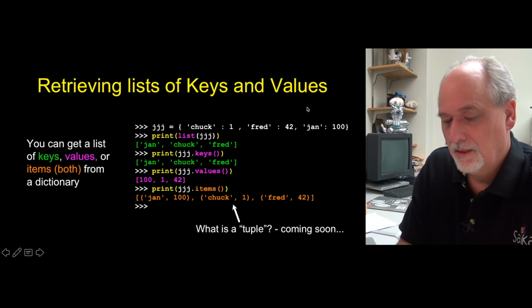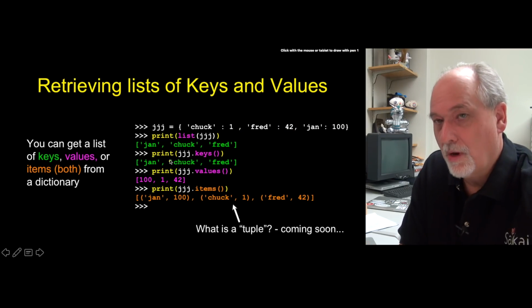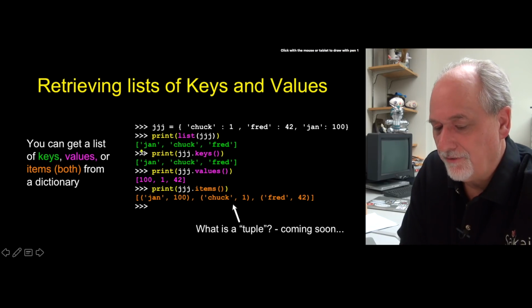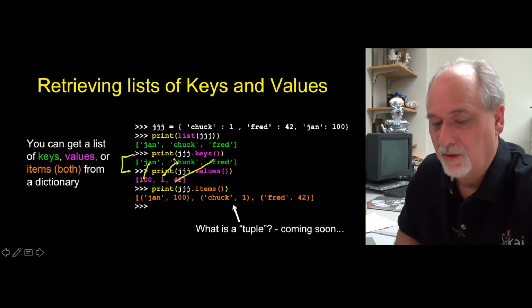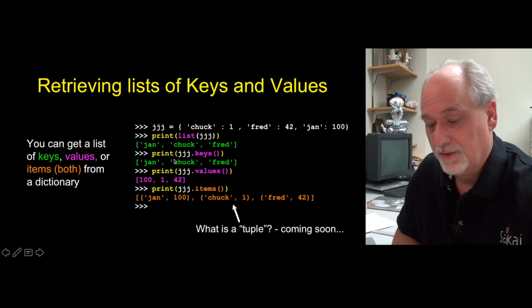So that's nice. Now the one thing is that while I said you can't predict the order, if in 2 statements you ask for the keys and then the values, they at least come out in the same order, even though you can't necessarily predict the order that they come out. They come out in the same order.